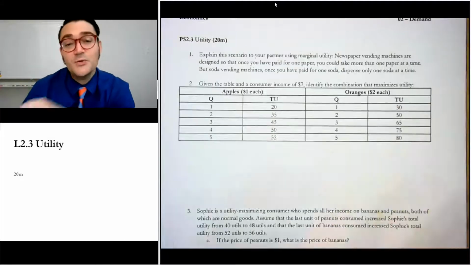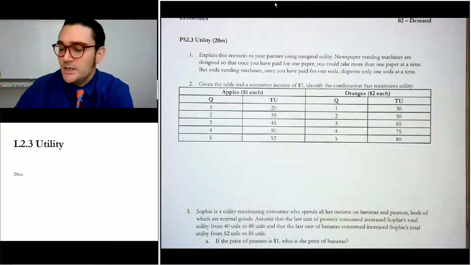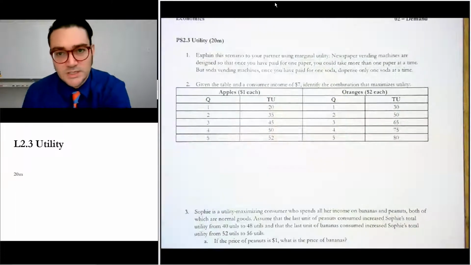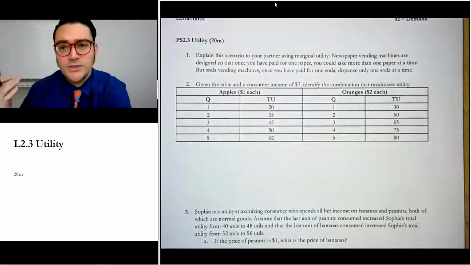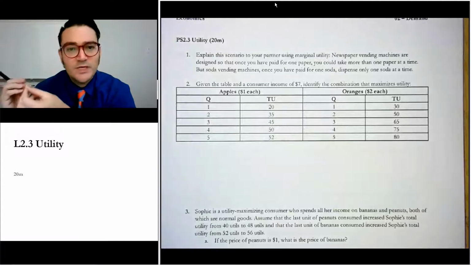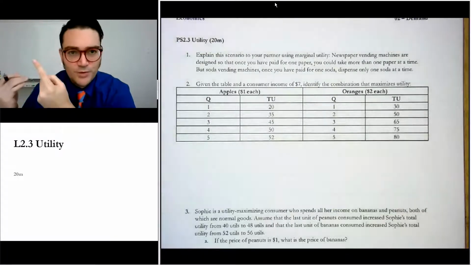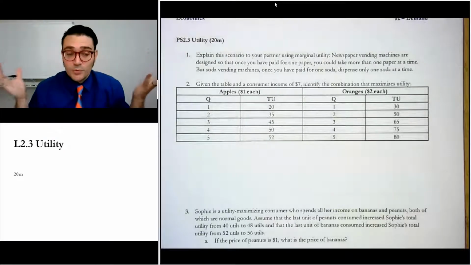Hi everybody, so in this video we're going to do some practice with utility. Now this first one is just explain this to someone else using the idea of marginal utility. And the idea is newspaper vending machines are designed so once you've paid for one paper, you can actually take more than one paper at once.